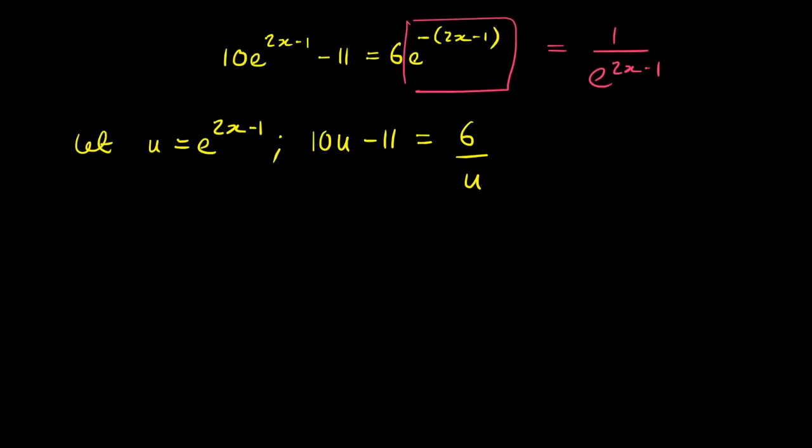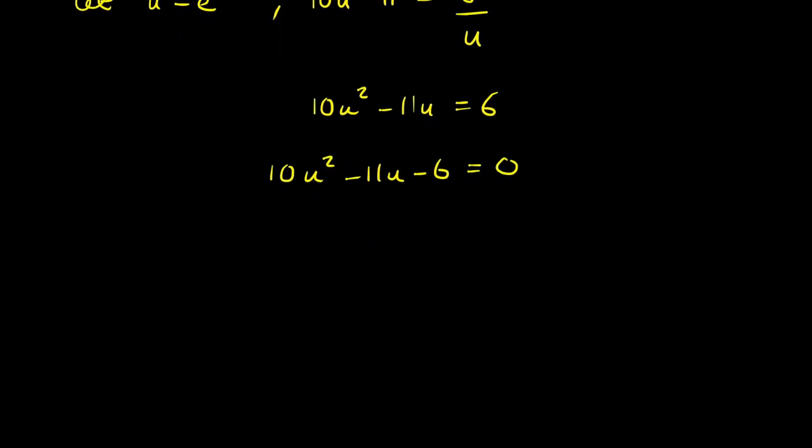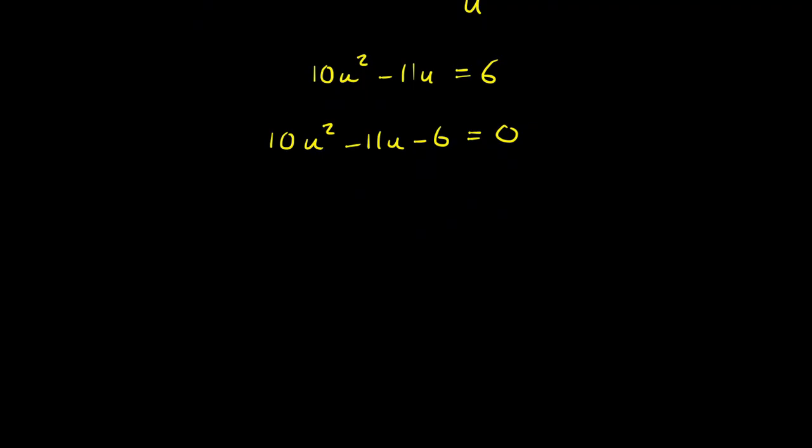Well, if that's the case, we take this equation and we're going to multiply both sides by u. So that's going to give me 10u squared minus 11u is equal to 6. So that's 10u squared minus 11u minus 6 is equal to 0. And that is definitely a quadratic. And that's going to be a hard quadratic to factorize. If you've got a calculator, you can use your calculator. Of course, if you don't have a calculator, you can use the quadratic formula. But I think it is actually possible to factorize with a little bit of cunning. So I'm going to try to do that for you.